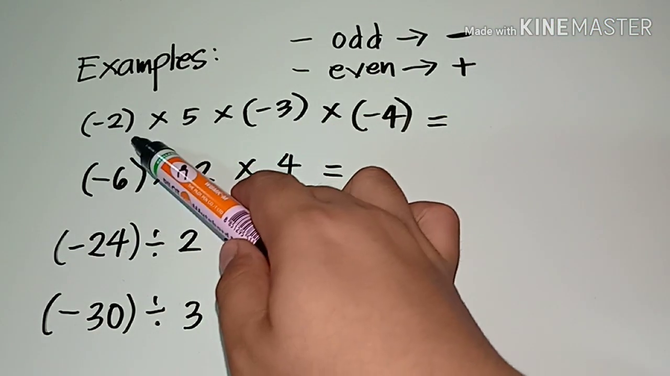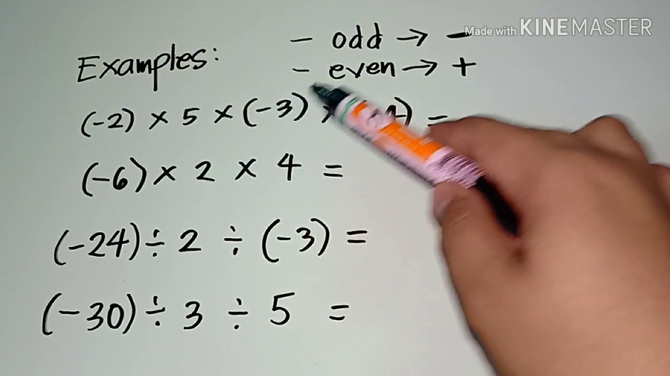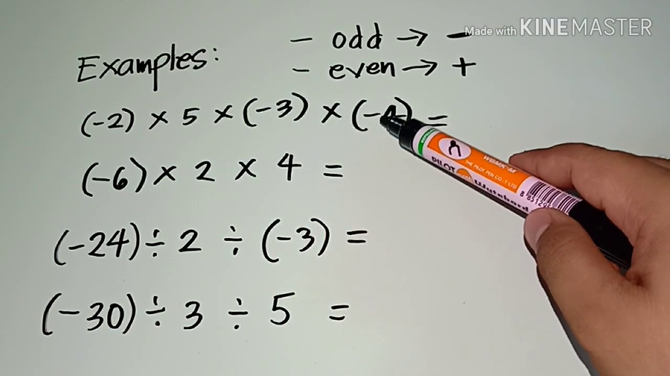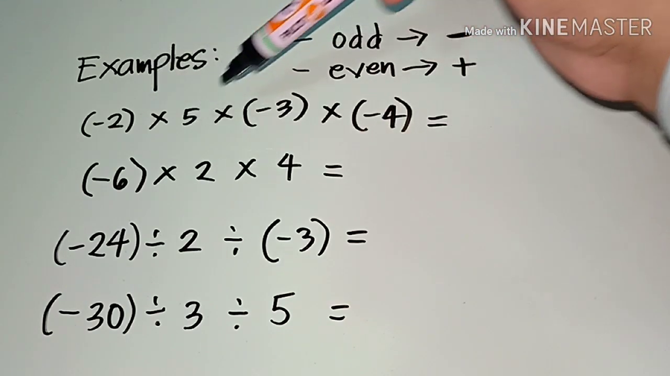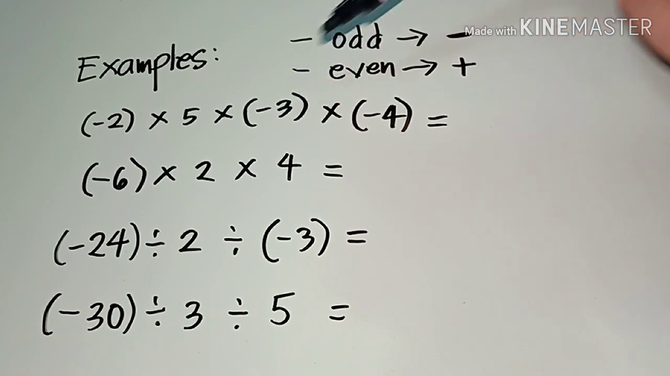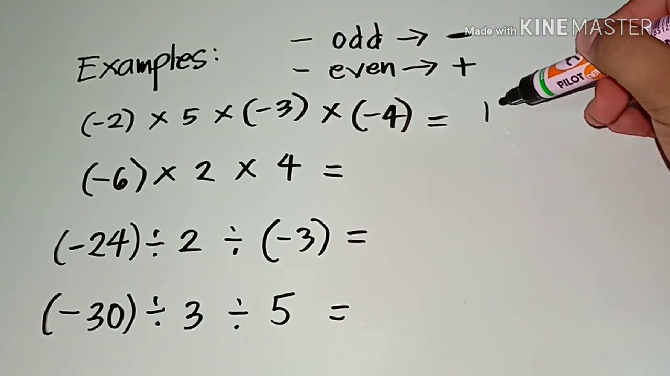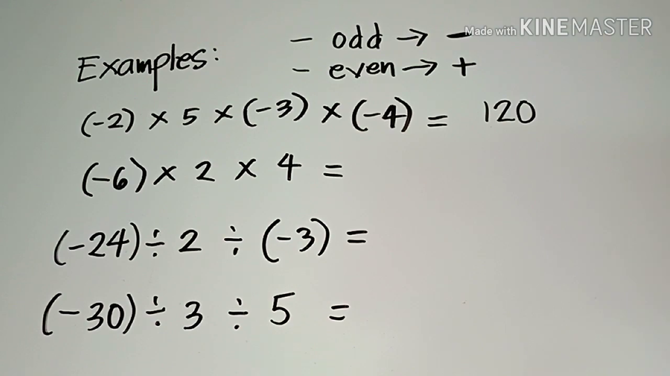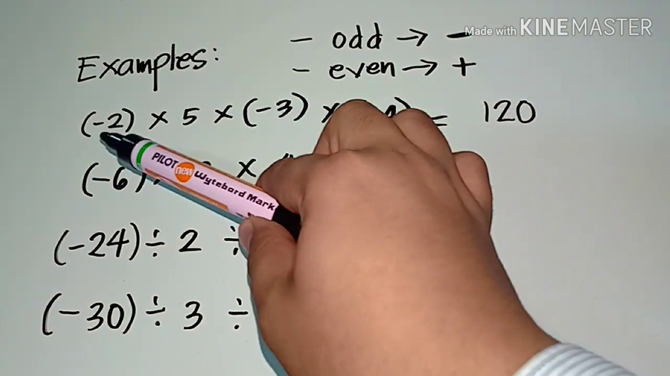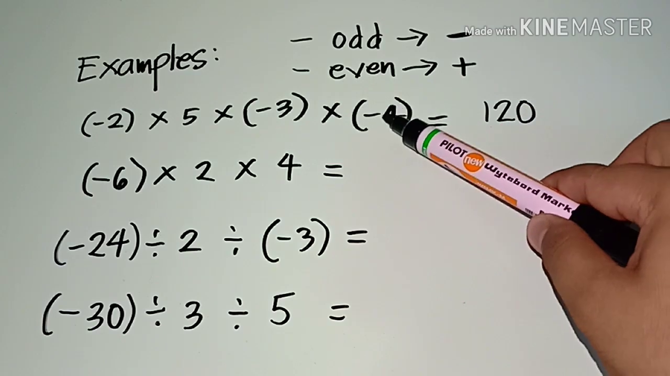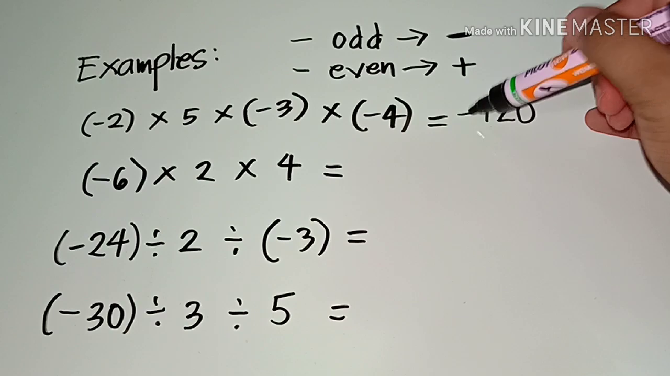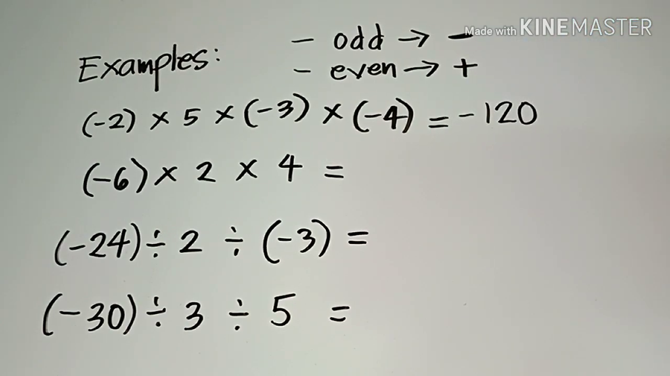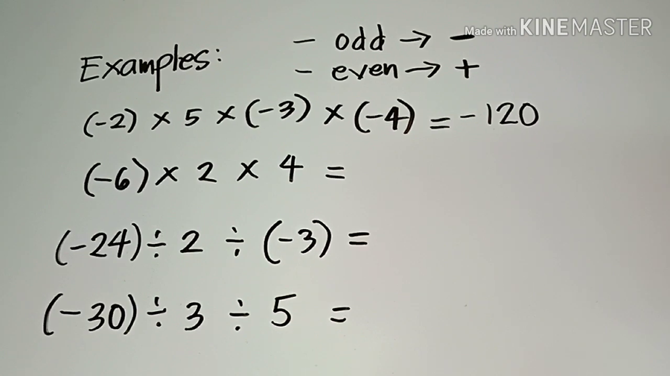So let's try this first example. 2 times 5 times 3 times 4. So let's not think about the signs first. Let's just multiply them normally. 2 times 5 is 10, times 3 is 30, times 4 is 120. And we will just count the number of negative numbers there. So we have 1, 2, 3. And since 3 is an odd number, that means your answer is negative. So that means negative 2 times 5 times negative 3 times negative 4 is equal to negative 120.